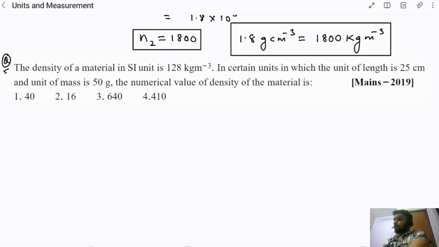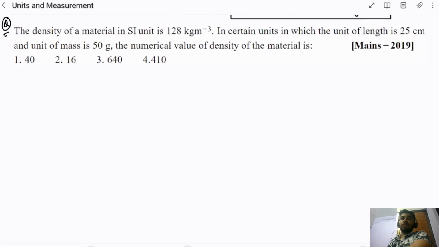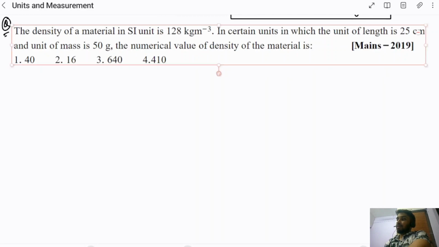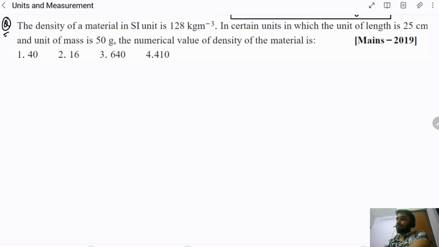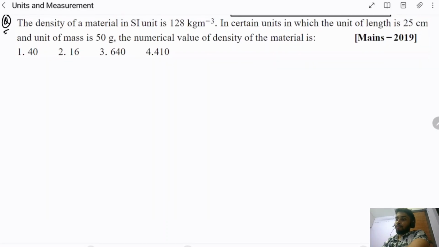Okay, let us solve one last problem based on this application. So this is a previous JEE Mains problem that we are going to solve. Okay, let us go through the question once. The question says the density of a material in SI unit is 128 kg per meter cube. In certain unit in which the unit of length is 25 centimeter and unit of mass is 50 gram, the numerical value of density of the material is.